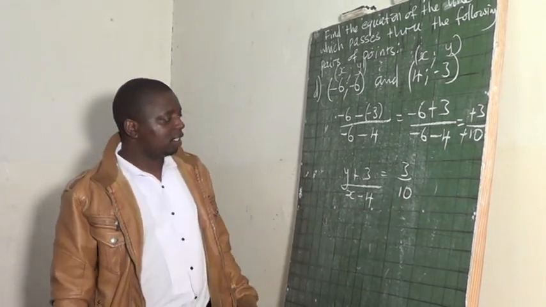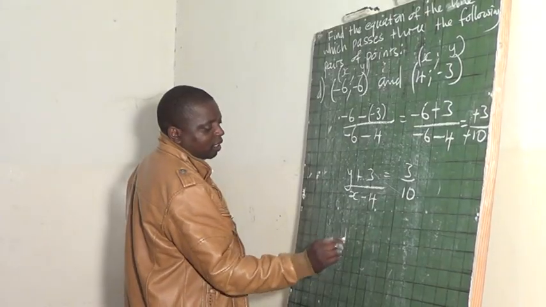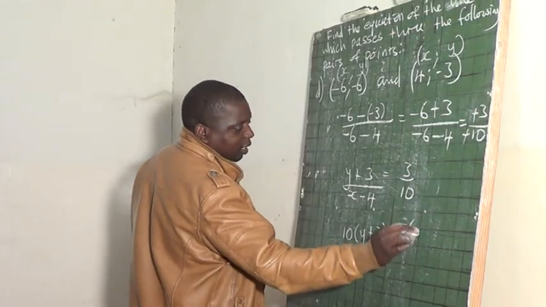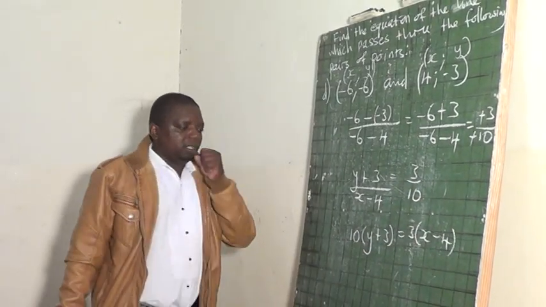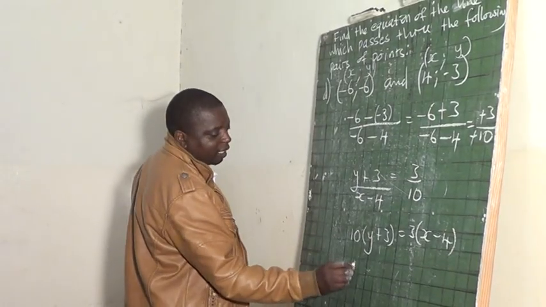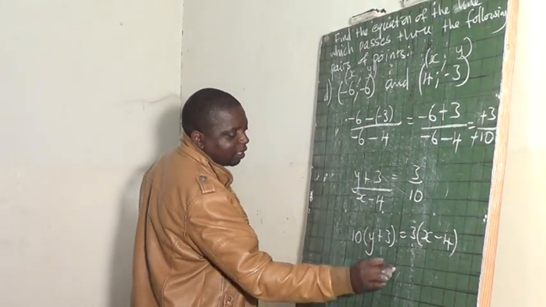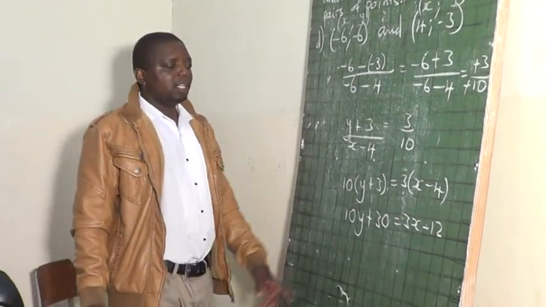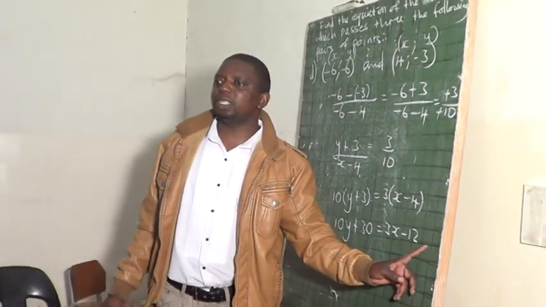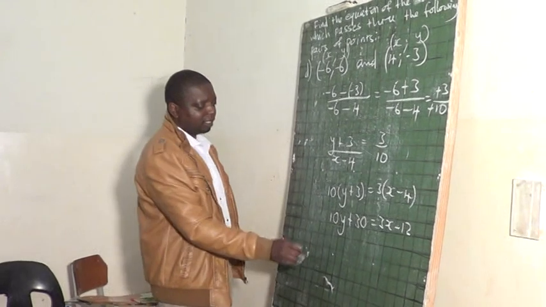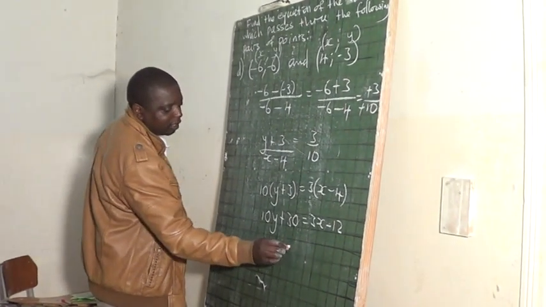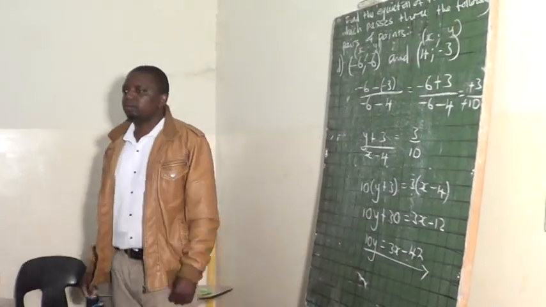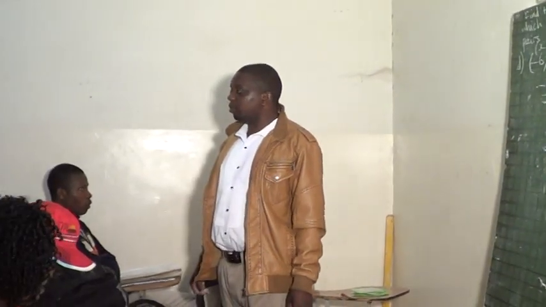Then the expression becomes y plus 3 over x minus 4 is equal to the gradient that we have found altogether. Cross multiplying gives 10 in bracket y plus 3 equal to 3 in bracket x minus 4 altogether. Removing brackets, 10y plus 30 is equal to 3x minus 12 altogether. Taking plus 30 to that side of the equals sign will make it minus 30. So minus 12 minus 30 gives what? 10y is equal to 3x minus 42 altogether.